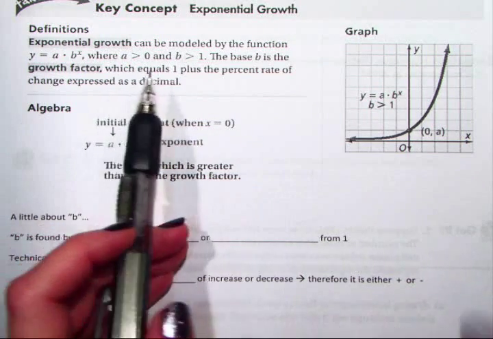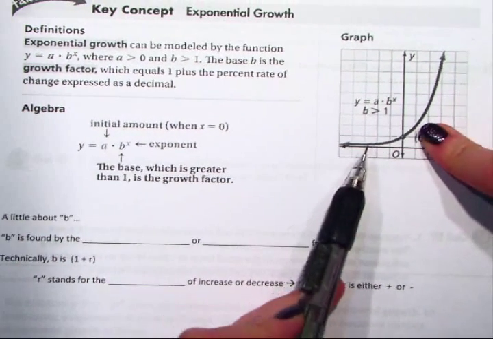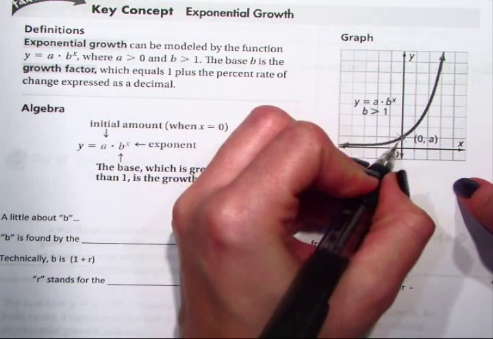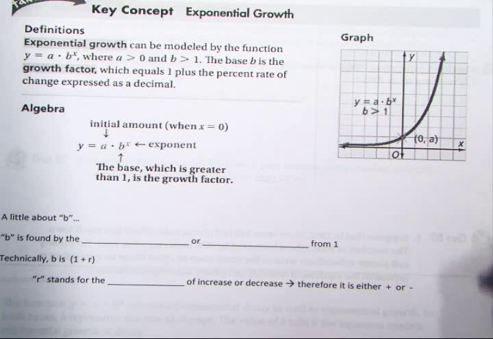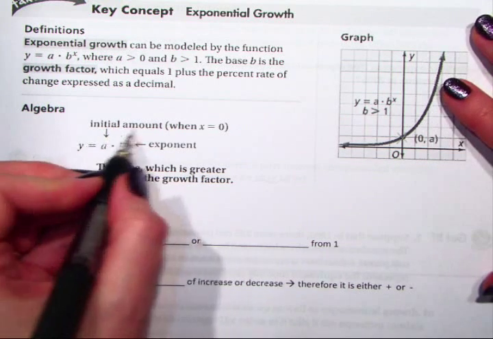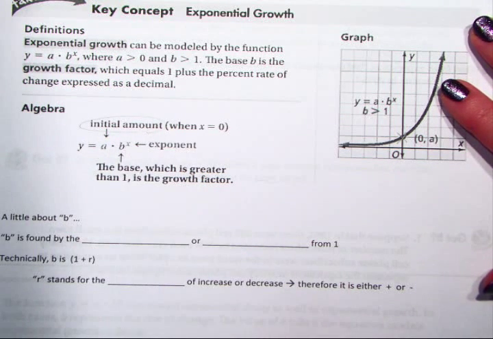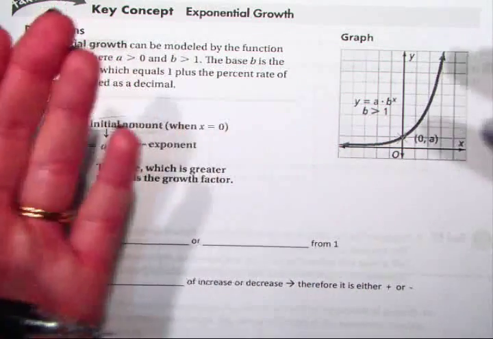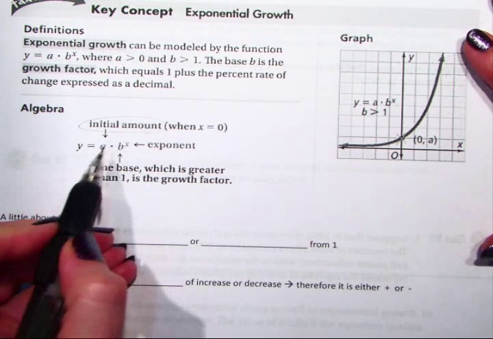You ready? See this graph here? This is exponential growth. Do you see where it crosses the y-axis? The place where it crosses the y-axis is what we call the initial amount. So depending on what you have, whatever you initially have, if you have 50, 60, 1, 2, that is your first point.